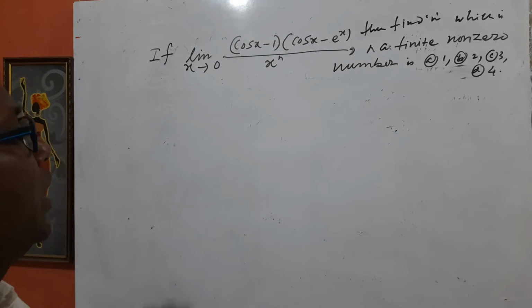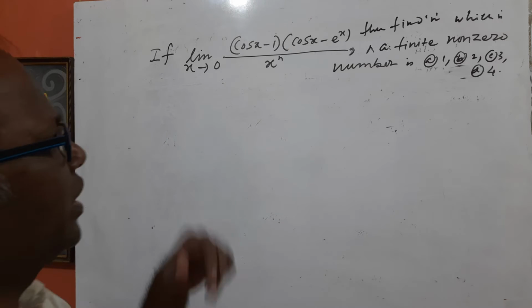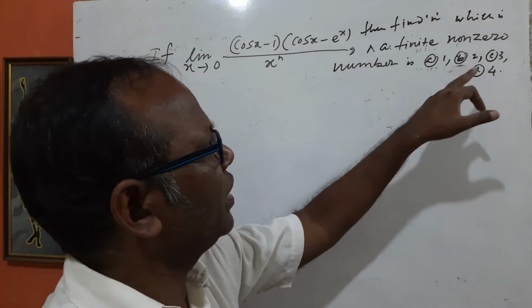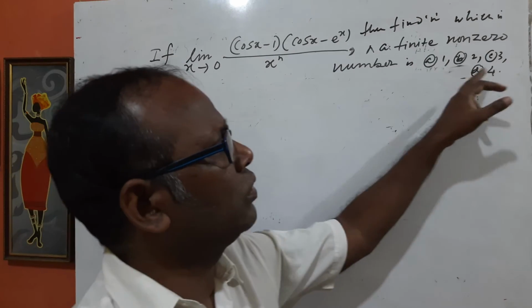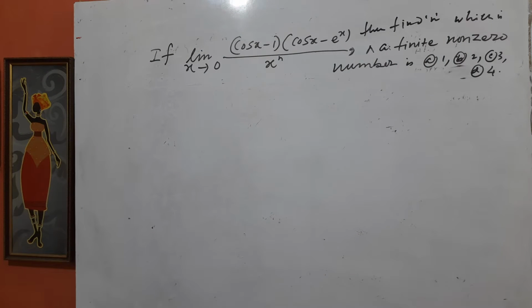See, here is the problem: limit x tends to 0, cos x minus 1 and cos x minus e to the power x, divided by x to the power n, and now find n, which is a finite non-zero number. It may be either 1, 2, 3, 4, whichever is valid for this question. Now follow the solution here.